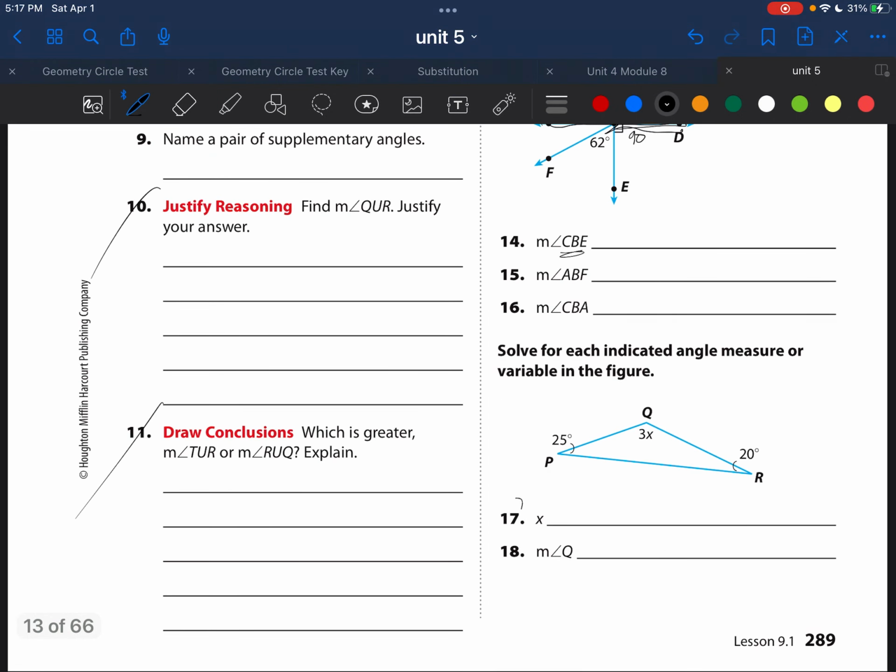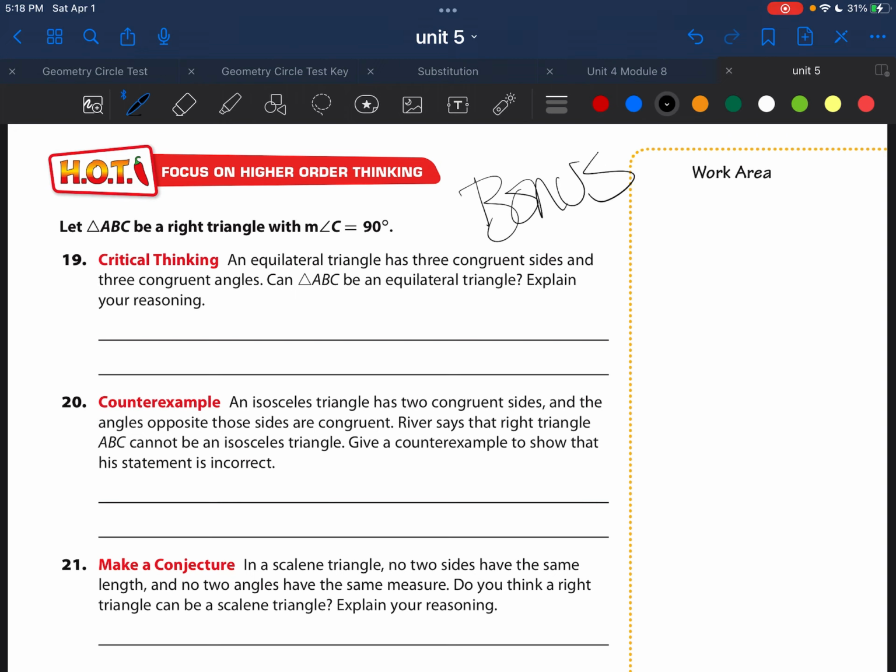All right. Go ahead and do 17 and 18. All right, these are our bonus.